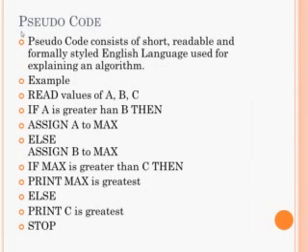Next is our pseudocode. This is the pseudocode for our existing problem, that is finding the biggest of 3 numbers. But here in pseudocode we use standard keywords like read, if, assign. We use words like this. It is a formal language. Pseudocode is a formal language.